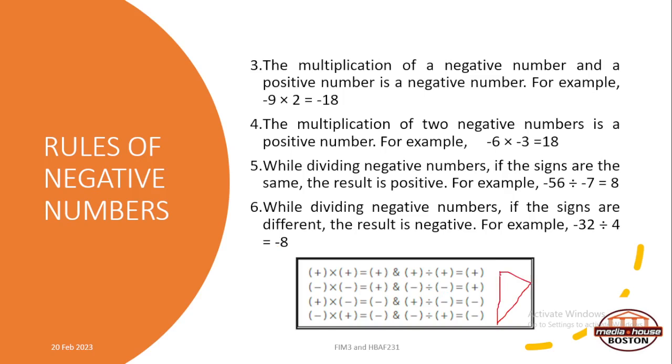There is a summary of all this. This has been coming from your textbook, so you can take a look at it in your textbook, which is on page 23. So you can find the rules of negative numbers on page 23 of your textbook.